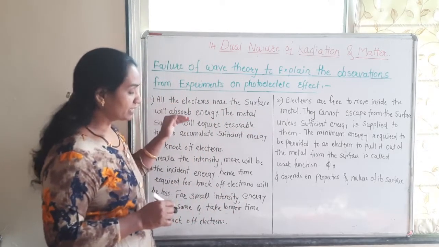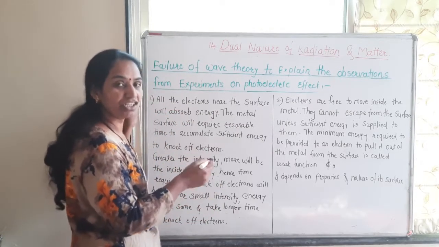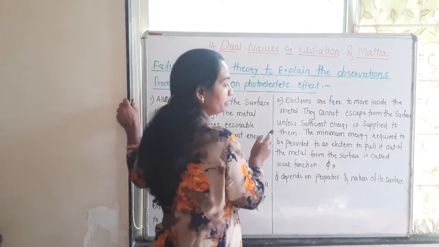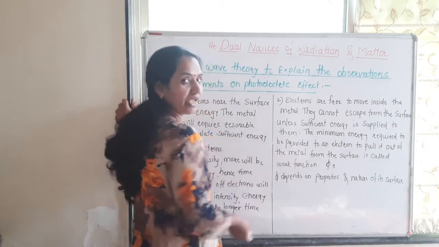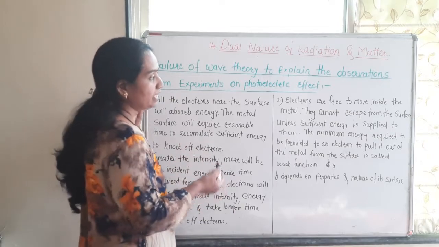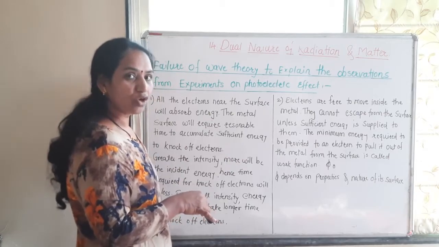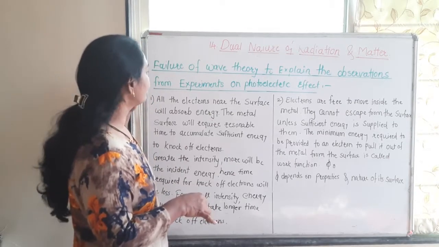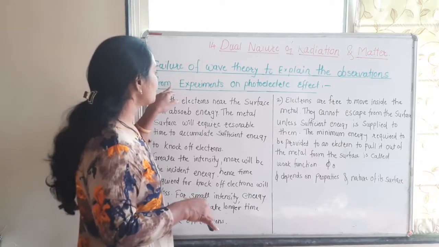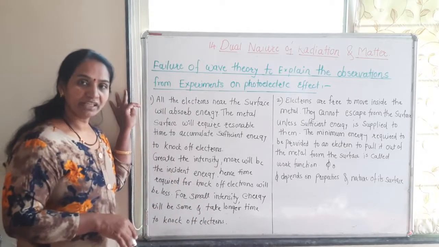Here we considered that the kinetic energy would depend upon the intensity, and also that they must be provided the minimum energy. Then in the next video we will study more. In today's video we studied the 9 observations of Hertz's experiment, and then the failure of wave theory to explain the observations from the experiment on the photoelectric effect.